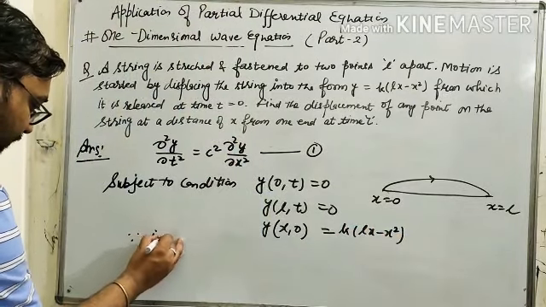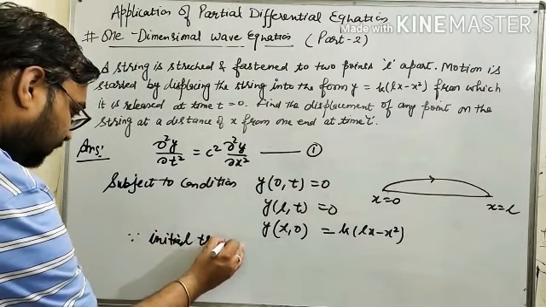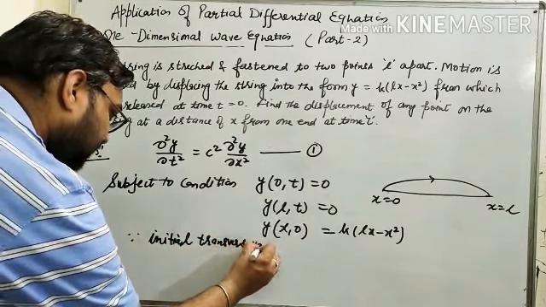Since the initial transverse velocity is 0, it implies del y over del t at t equals 0 is also 0. So we have these four conditions. Let its solution be y equals capital X times capital T. Let it be equation number 2.